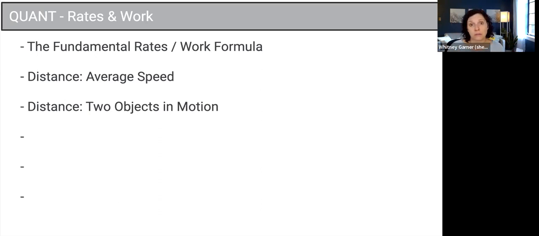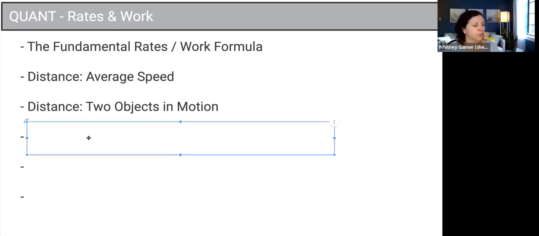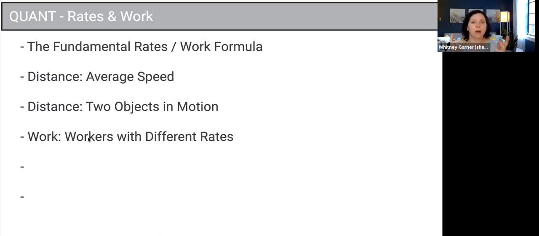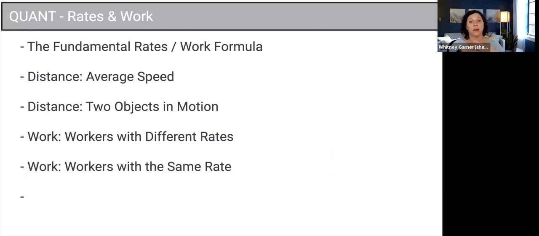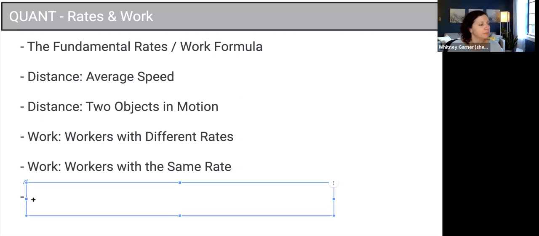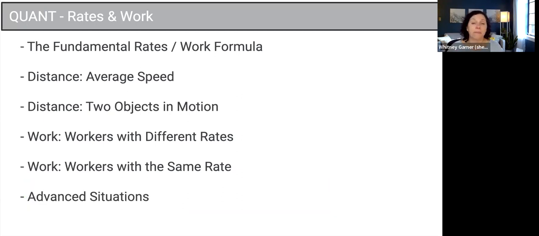In our next session, we'll move to the work problems, where we'll talk about how we handle different workers who are working together, but at different rates. And then we'll confront the problems where you've got a big group of workers working together, but they all happen at the same rate. This is often like machines or robots, right? There's a bunch of them all working at the exact same rate. They have an identical rate. And then in that second part, we'll wrap things up with our advanced situations.